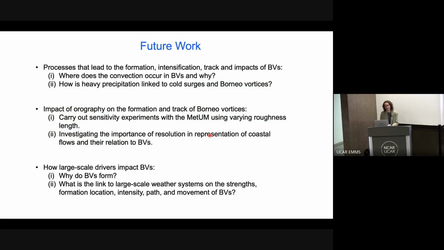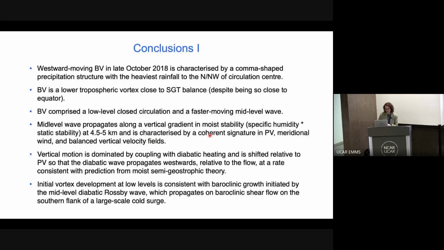The sorts of things we want to investigate are, where does the convection occur and why? It doesn't always occur in the northwestern part of the Borneo vortex. And also, what's the role of orography? You can argue possibly that the high orography in this region might channel the flow. So we would like to run some experiments where we flatten the orography, and look a bit more in a dynamical sense and not in a statistical sense, as we've done already for the different Borneo clusters and how they are linked to heavy precipitation. And this brings me to the end of this talk.